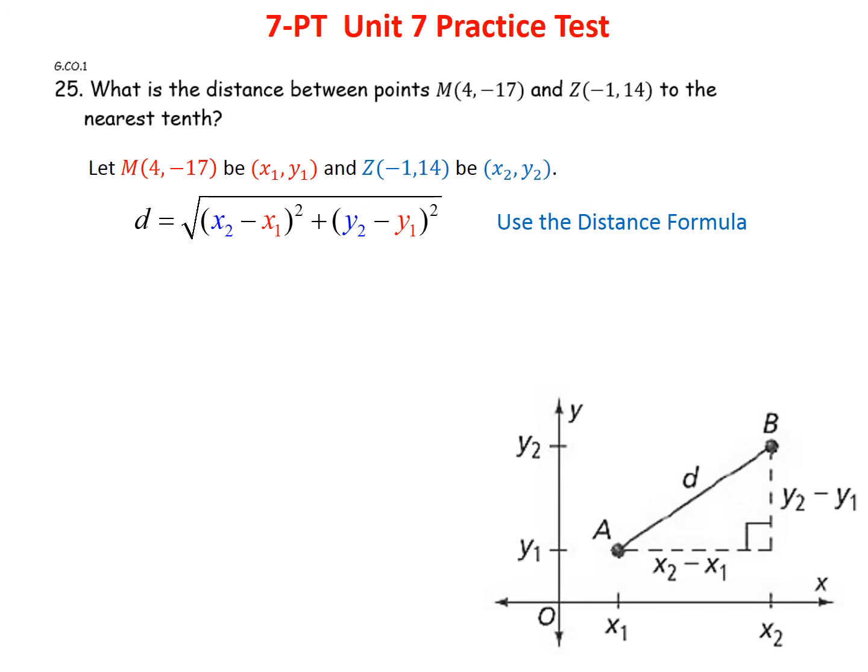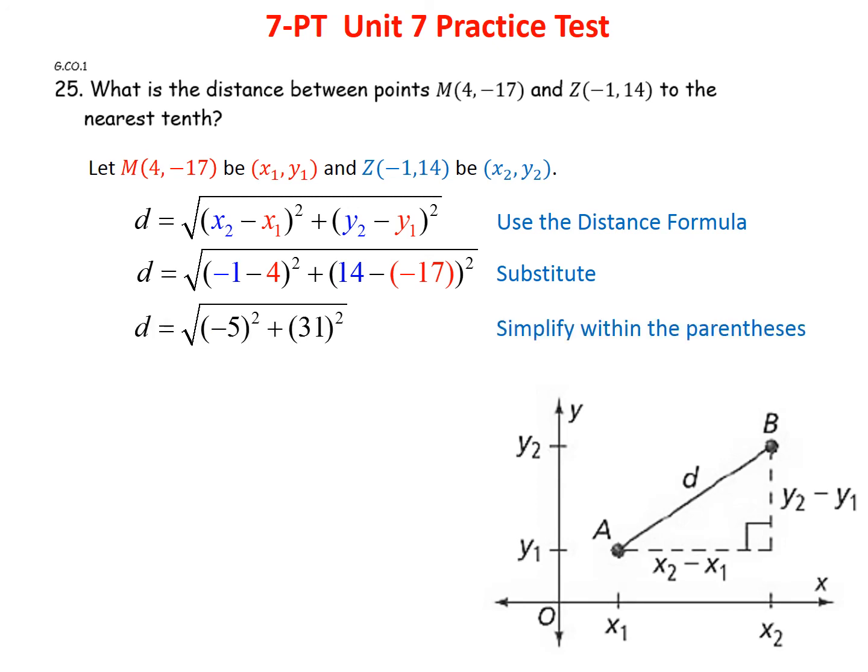Let's let negative 17, 4 be x1, y1, and 14, negative 1 be x2, y2. And if we plug them in, we get this. Now, the only tricky part in this problem is making sure, again, that you do the math right. Negative 1 minus 4 is going to be negative 5. But you have to remember, again, that 14 minus negative 17, subtraction is the same as adding the opposite. So I can change any subtraction to adding, but then I'm adding the opposite. What's the opposite of negative 17? Positive 17. So in this case, you end up with 14 plus 17. So we end up here with negative 5 and 31 squared.